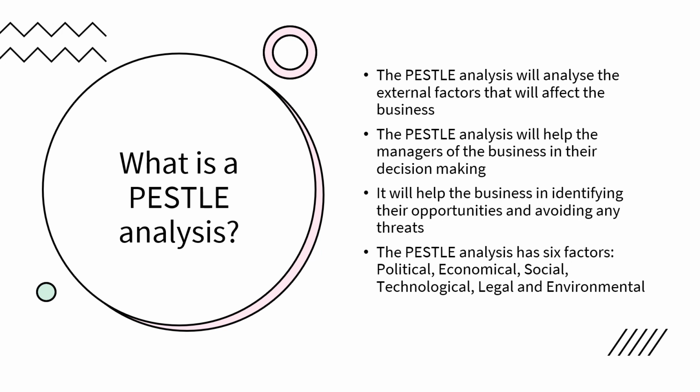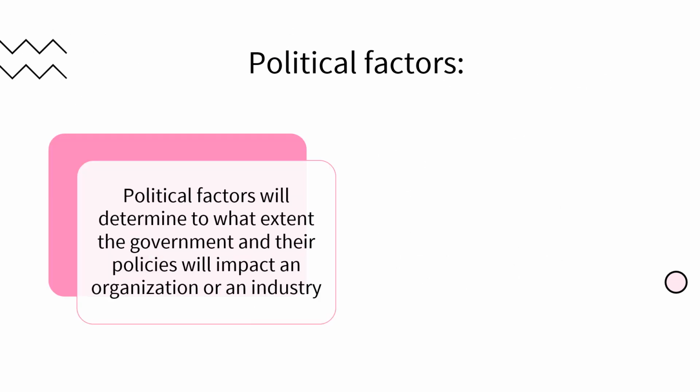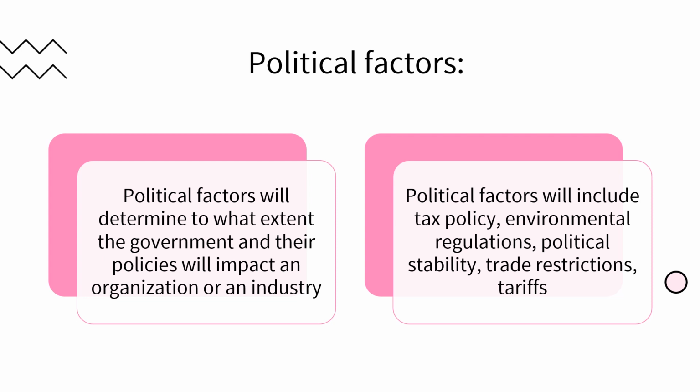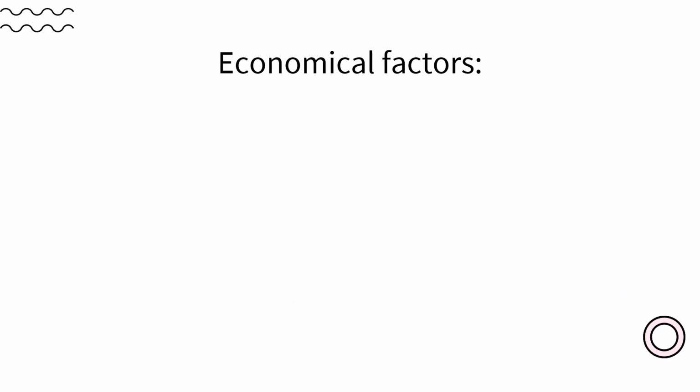The PESTLE analysis has 6 factors: political, economical, social, technological, legal, and environmental. We're going to now go through each one of them. So political factors. Political factors are going to determine to what extent the government and their policies are going to impact an organization or an industry. Political factors can include tax policy, environmental regulations, political stability, trade restrictions, and tariffs.